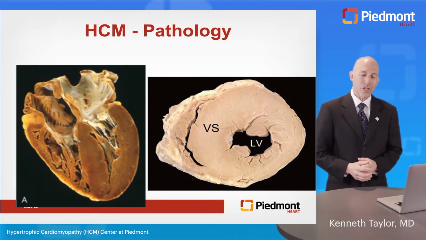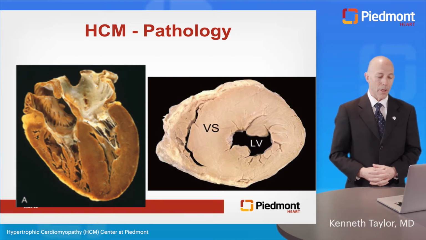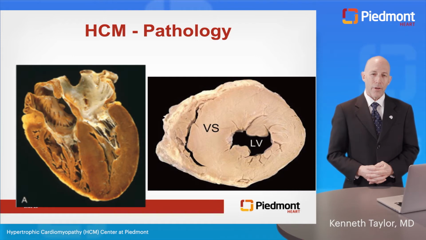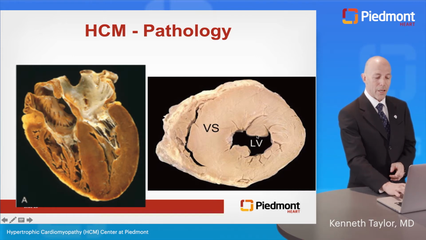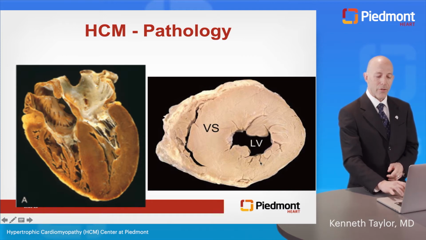Here's some pathology showing some typical and pathological thickening. On the right, you see a short axis with the very, very markedly thickened septum. You can see it's thicker than the posterior wall. This is a typical septal variant of hypertrophic cardiomyopathy. And on the left is a more generalized hypertrophied ventricle.